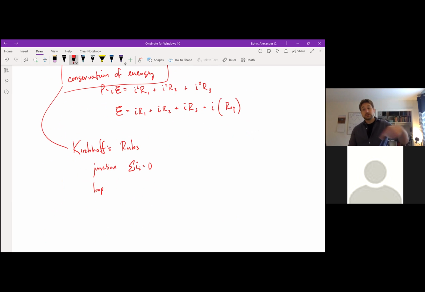In any loop, anytime we start from somewhere and get back to the same spot, it should have the same electrical potential. So we should net zero change in electric potential. Well, yeah, the net potential difference around the loop has to be zero.